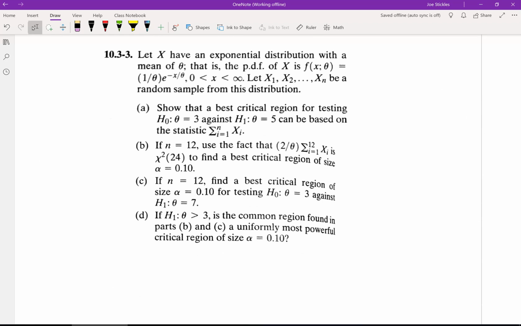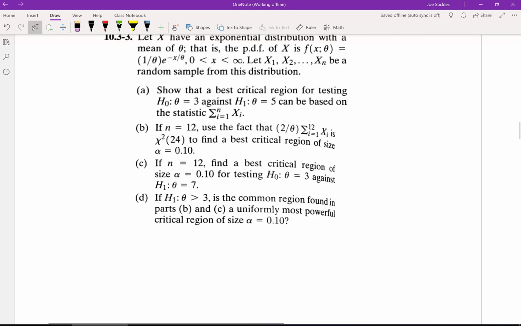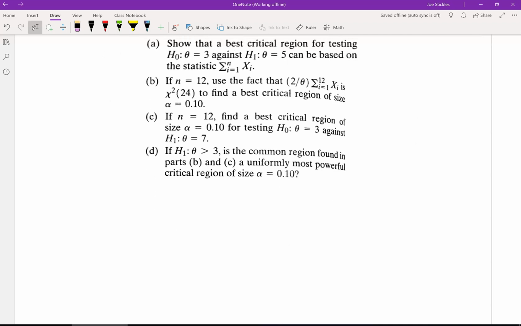Okay, let's do this 10.3-3. Same idea. In this case, we have an exponential distribution, and we want to show that a best critical region can be based on the sum of the x of i's. Okay, so let's do the likelihood of theta naught over the likelihood of theta 1. This is Neyman-Pearson lemma again. This one says I want my theta naught to be 3, because that's coming from the null hypothesis. This one we want it to be 5, because that's coming from the alternative hypothesis.